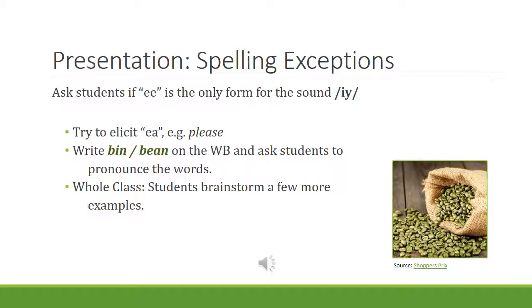After some practice, I would want to draw the students' attention to the fact that the sound E could be represented by more than one form. I would particularly want students to notice the form EA because it's very common, as in the words please, eat, each. To help this along, I could use the minimal pairs bin and bean and write those on the whiteboard and ask students to pronounce the words. As a whole class, students could brainstorm a few more examples of their own.